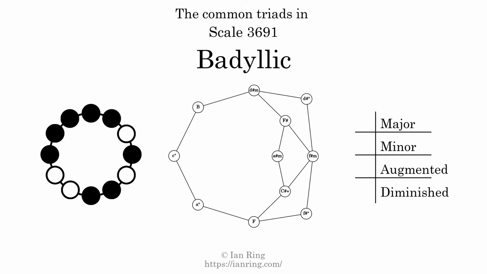The diagram in the center is a graph of parsimonious voice leading between triads. There are 3 major triads. There are 3 minor triads. There is 1 augmented triad. There are 4 diminished triads. Here is a Hamiltonian path of parsimonious voice leading that uses all the triads.